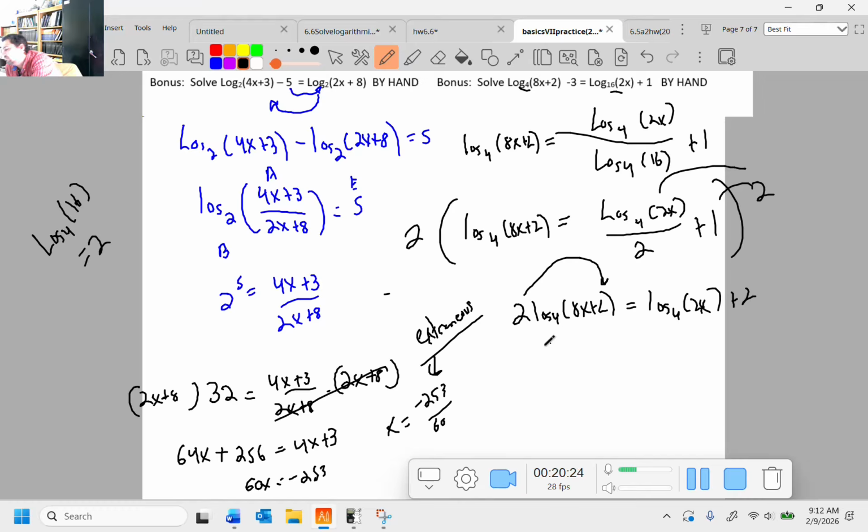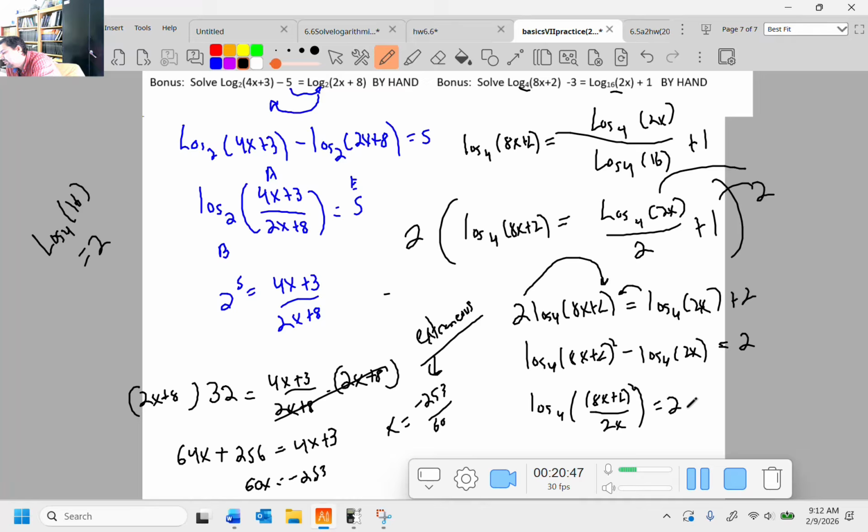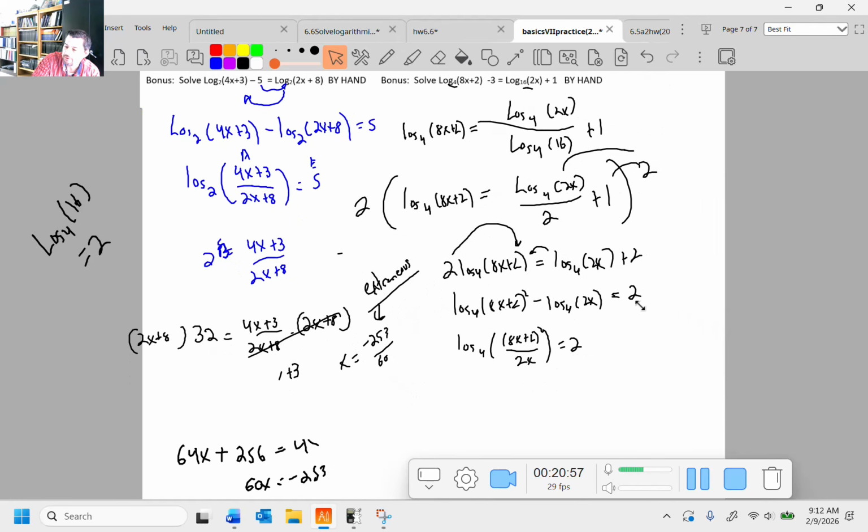Exponent, log base 4 of (8x + 2) quantity squared. I'm going to go ahead and move this guy over. Minus log base 4 of 2x is 2. Condense, we condense through division. A log base 4 of (8x + 2) squared, sitting pretty over 2x, is 2. Exponentiating is up next. That's the fun part. That 4 is going to be raised to the second power.